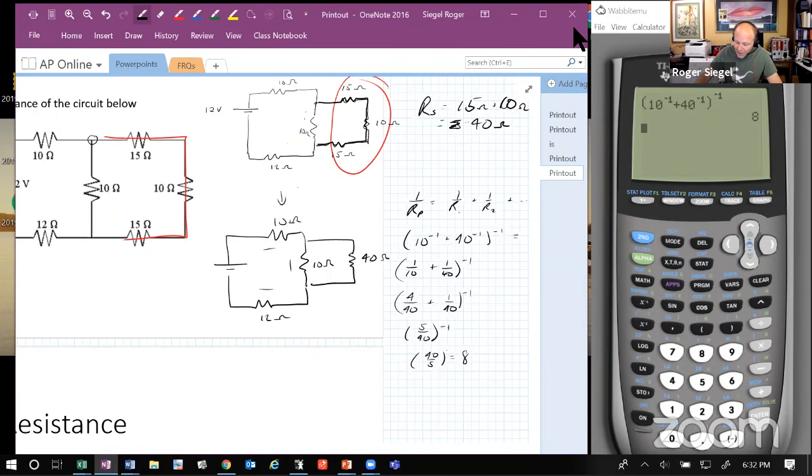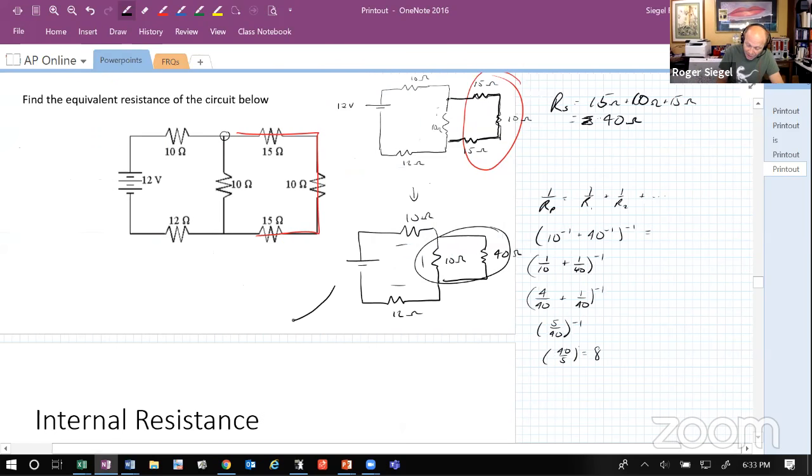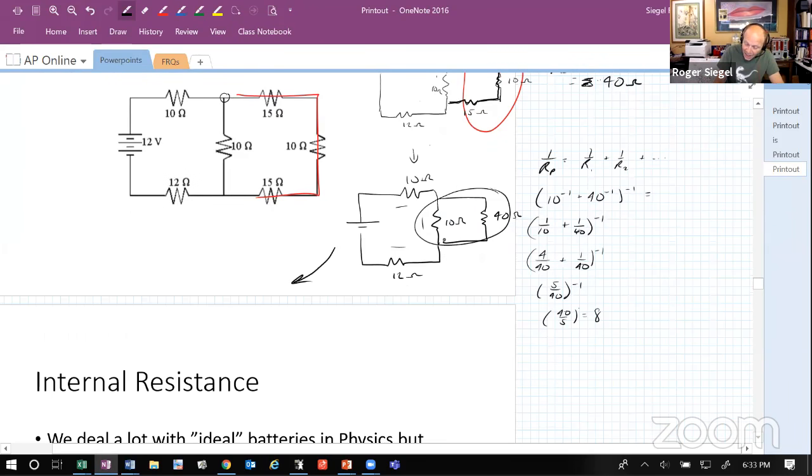All right, I hope that wasn't too easy for you. All right, good. So now we can see that these two together make 8. So we're almost done. I'm going to go back this way now. You draw a lot of pictures when you do these circuits. And so now we have 10, 8, and 12, all in series. So 10, 8, and 12. This 10, 8, and 12.